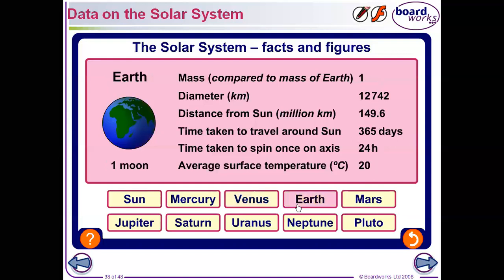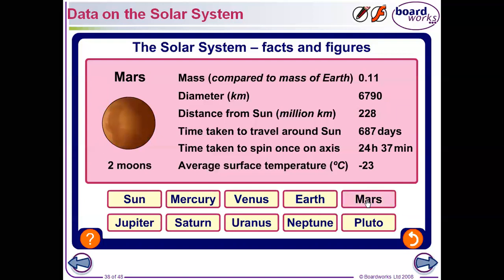The Earth is where we live. It takes 365 days for Earth to move around the Sun and 24 hours to move around its axis. The average temperature here is 20 degrees Celsius, and this is the diameter.